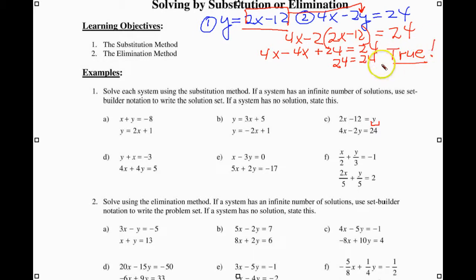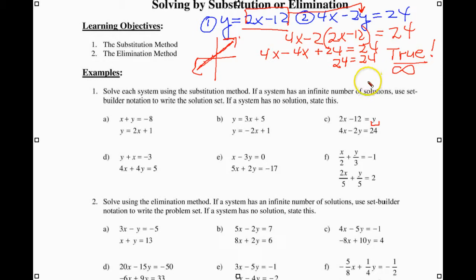Yes, it is true. Now, what happens when we do substitution and our letters cancel out and we end up with a true statement? This is a case where if we would have graphed them, they're actually the same line. So how many solutions did we say we have along that line? Well, there's an infinite number of solutions because, in fact, these two equations are just different forms of the same equation.